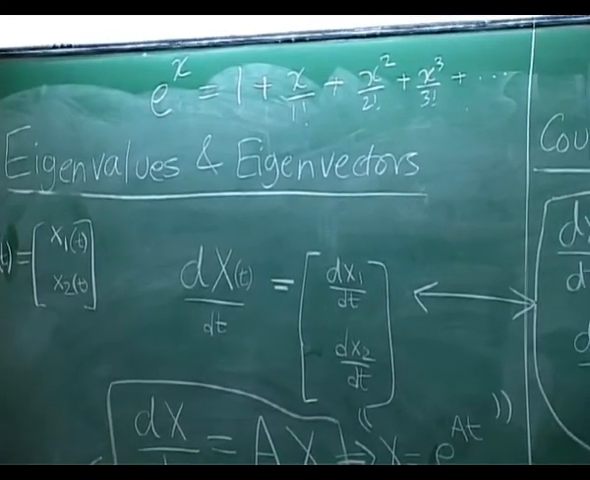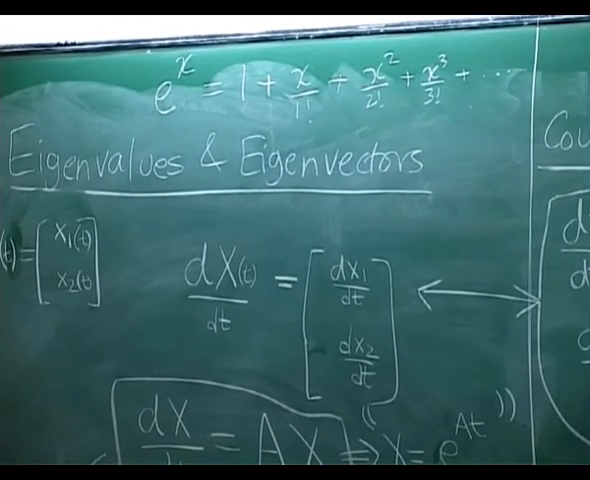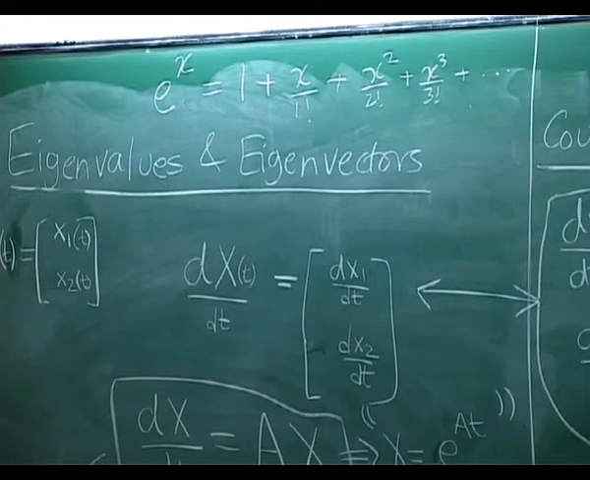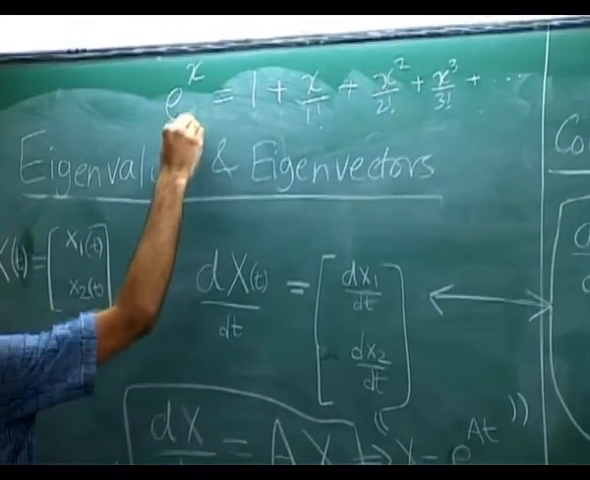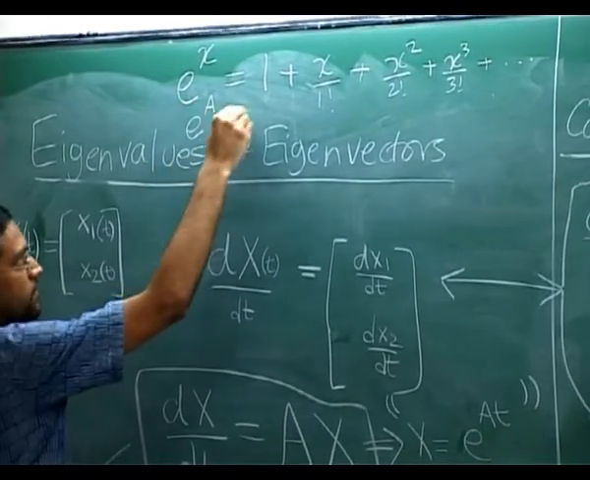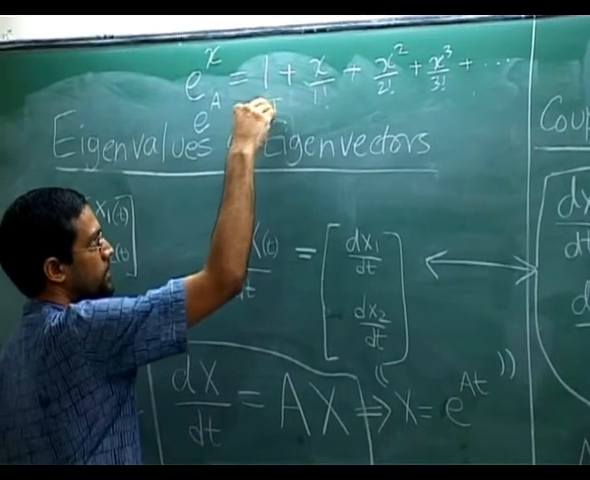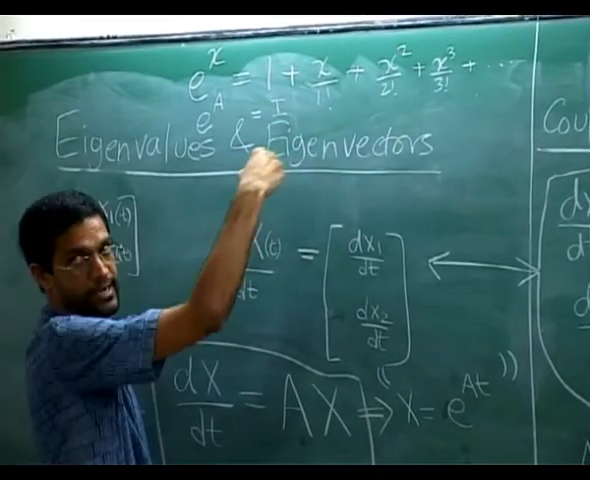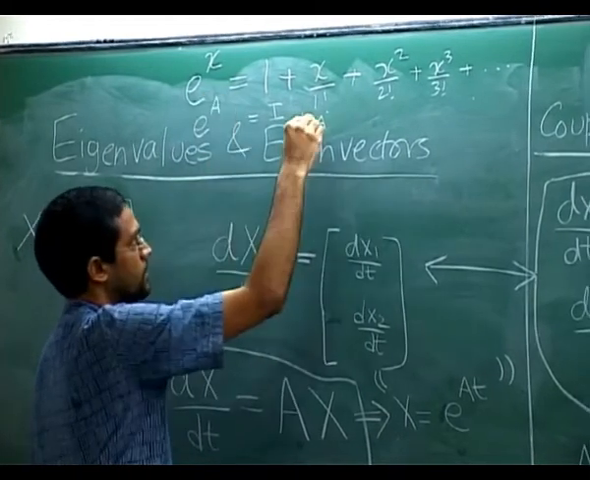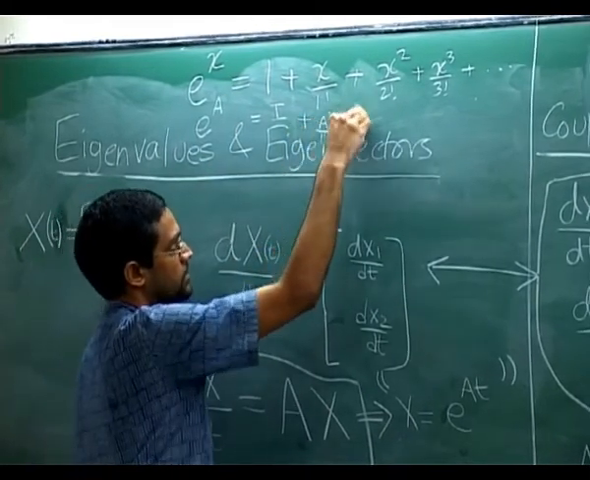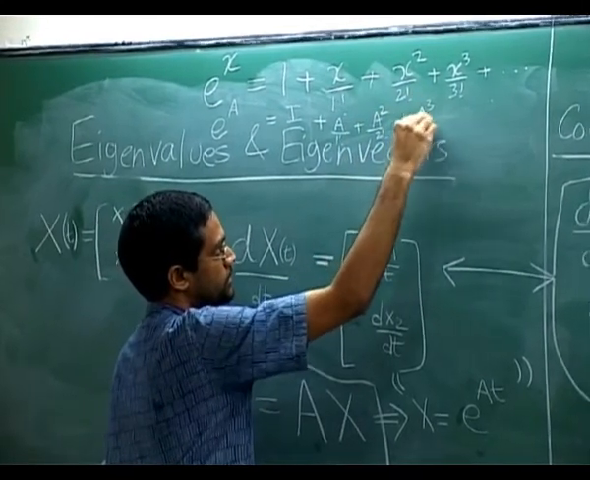By the same token, if you wanted to calculate e power some matrix, how would you define it? Well, there is only one obvious thing to do. You define e power a matrix. Say if I want to define e power a, instead of 1 I will put the identity matrix. Remember, my answer should be a matrix now. Now instead of x, x is a here, a by 1 factorial, a square by 2 factorial, a cubed by 3 factorial, and so on.